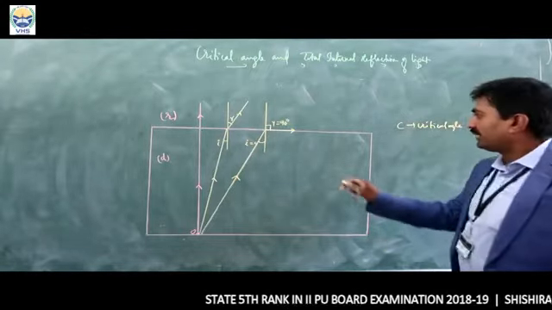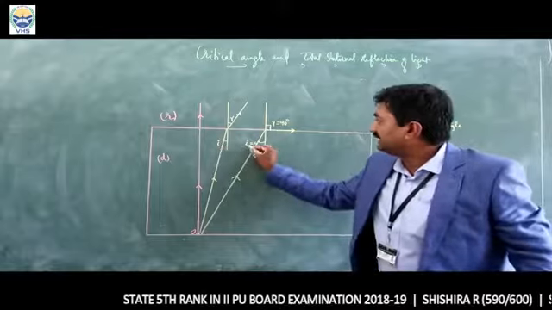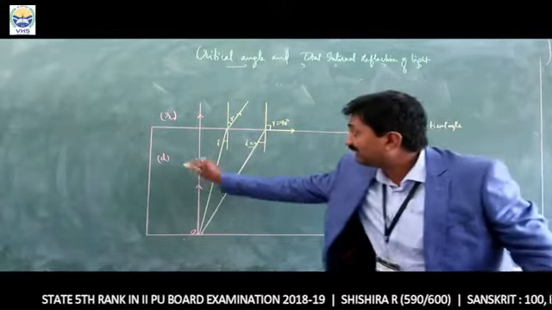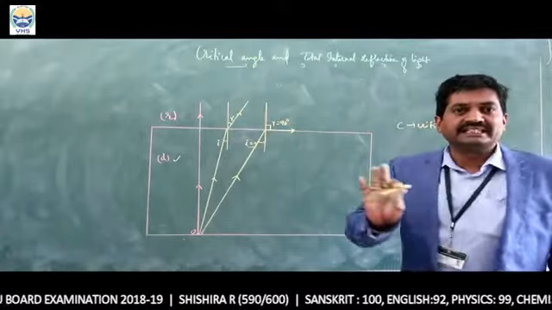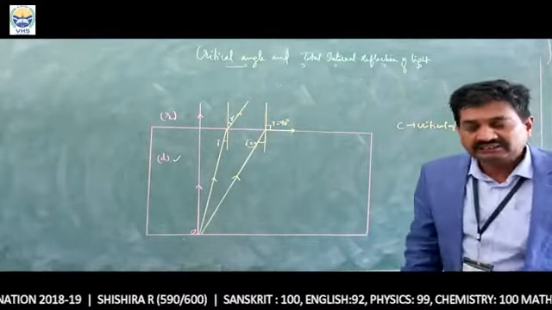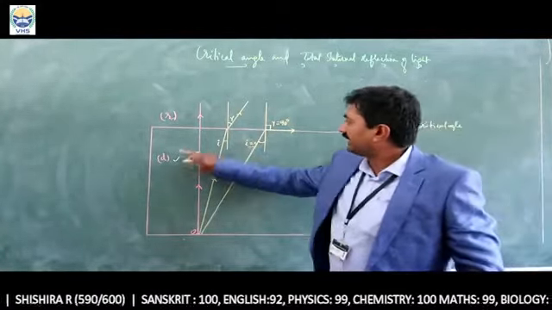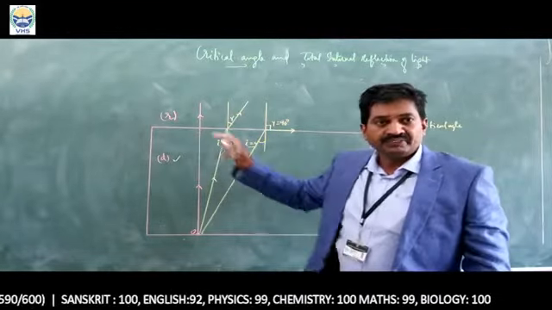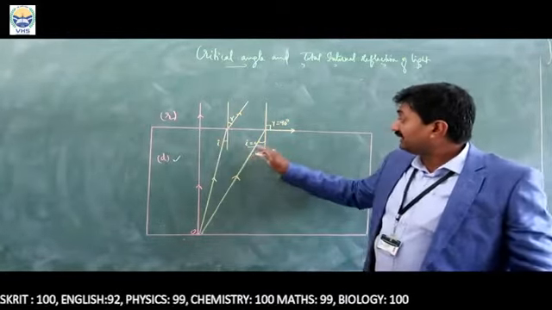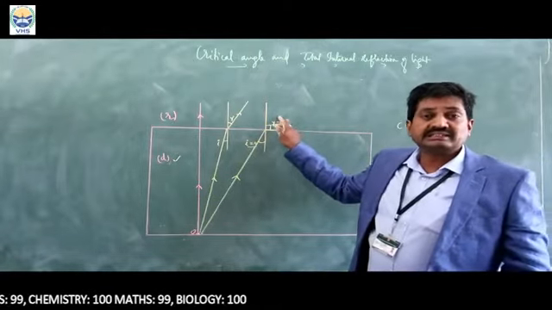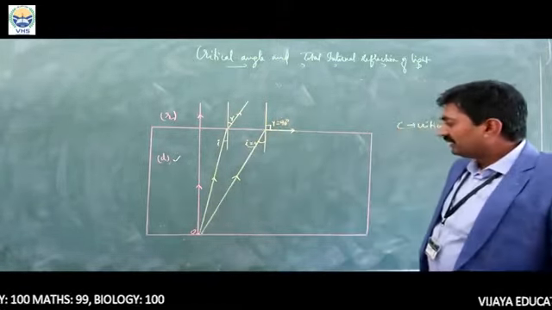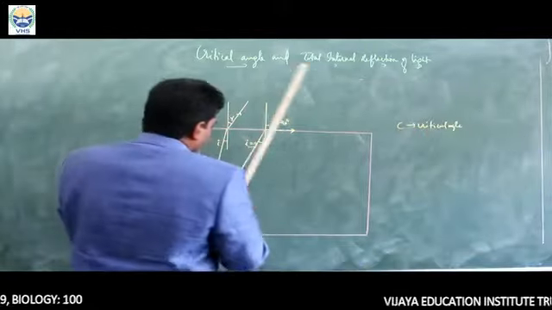Critical angle for a pair of media is that angle of incidence in the denser medium, for which the angle of refraction becomes 90 degrees. I'll repeat this. Critical angle for a pair of media is that angle of incidence in the denser medium, for which the angle of refraction is 90 degrees.